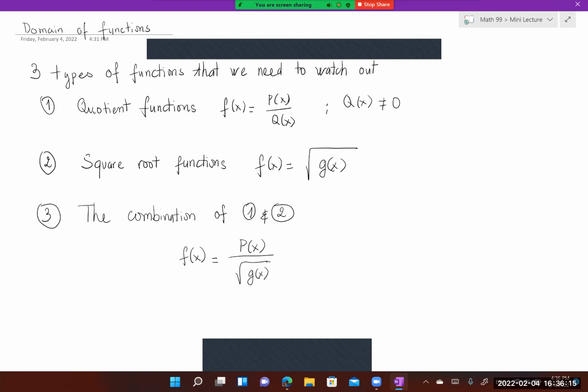The second type of function is the square root function. It has the form of f of x equal the square root of some function inside. For this type of function, g of x, which is the function inside the square root, has to be greater than or equal to 0.